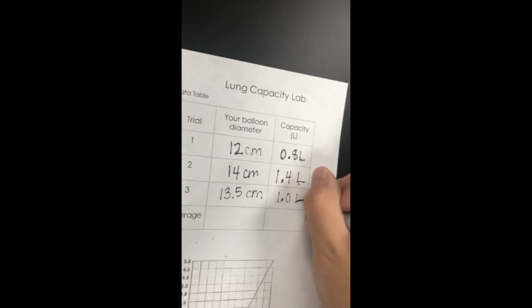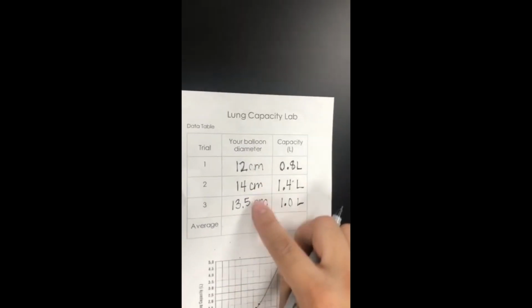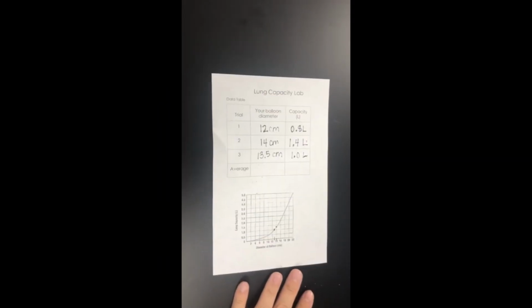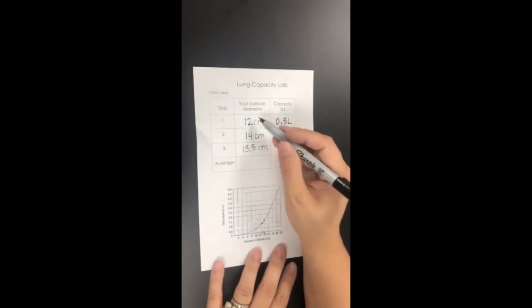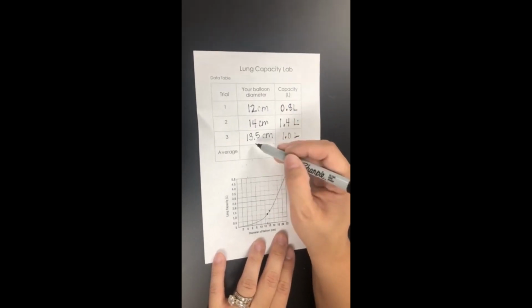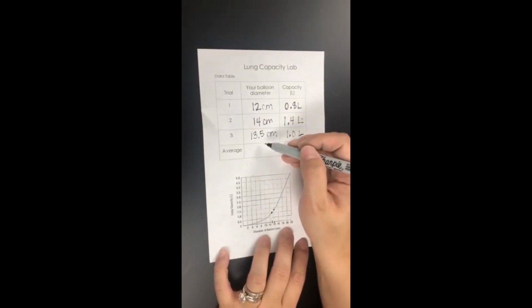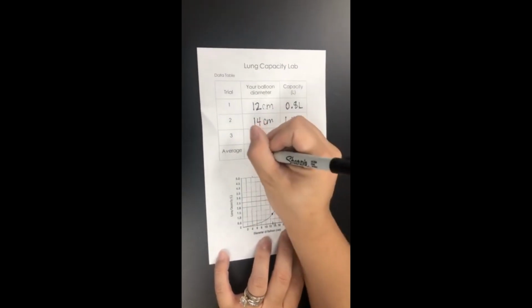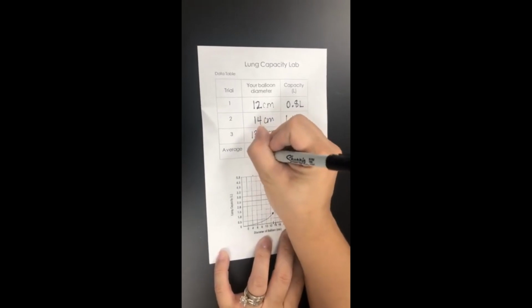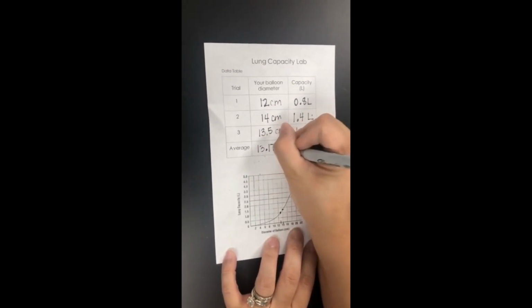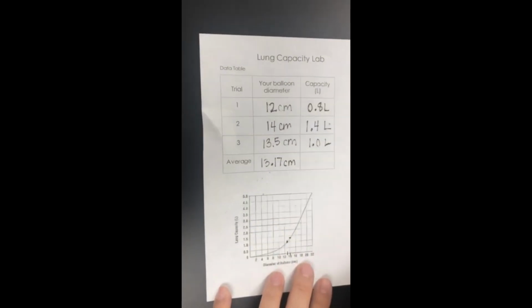So to calculate my average, I'm going to add up my 3 numbers and divide by 3. Okay, so you add up the 3 numbers and divide by 3. So when I add these up, I got 39.5, and then I divide that number by 3, and my average was 13.17 centimeters. That was my average.